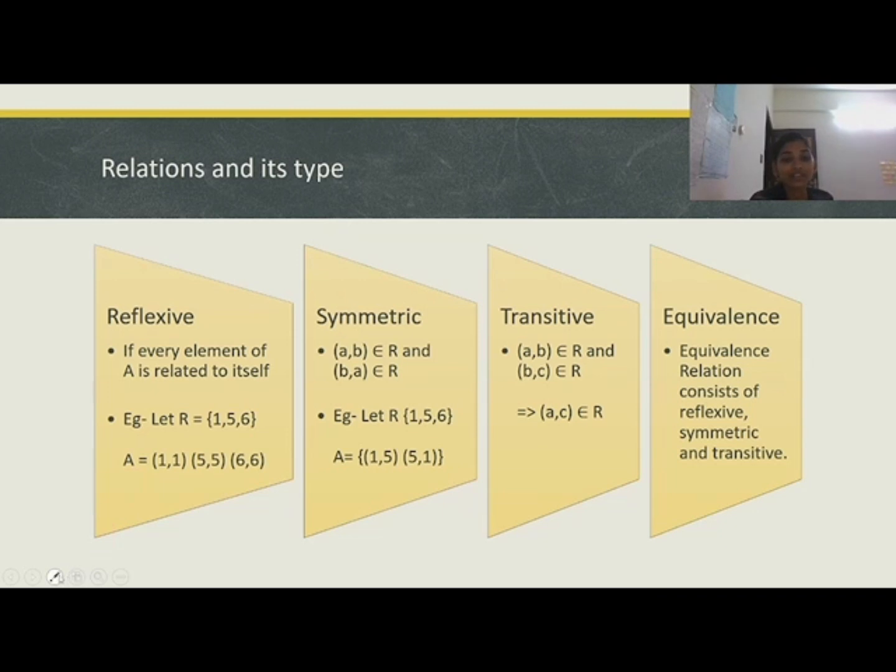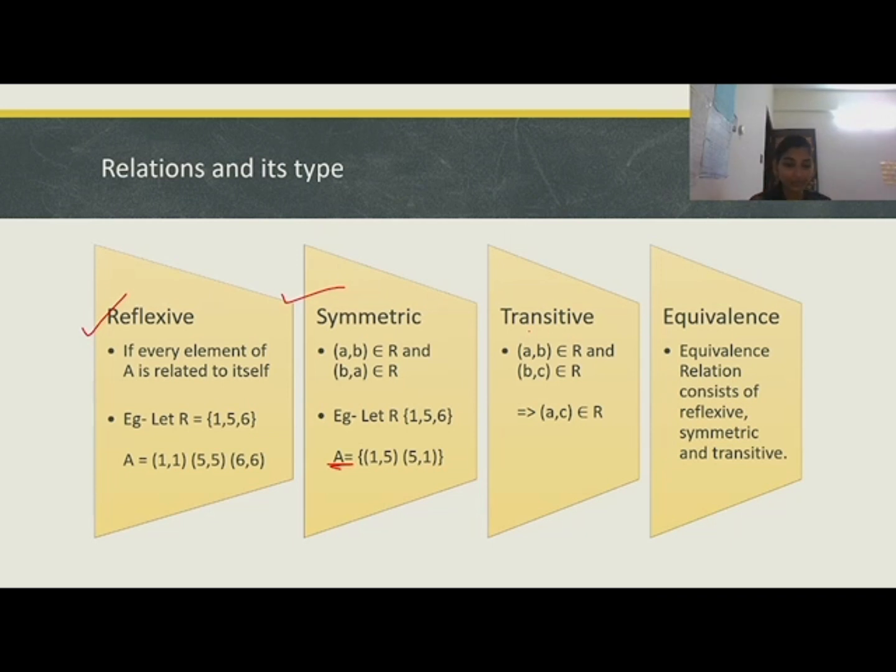Now moving to symmetric. Symmetric is what? See, if I'm taking two elements, let's say (a, b), which belongs to R, and if (b, a) also belongs to that set R, then we can say that this is a symmetric relation. Like the example which I have given here, let R be (1,5), (5,1), (6,6). So (1,5) belongs to this set. (5,1) also belongs to this set. This means it is a symmetric relation. Understood?